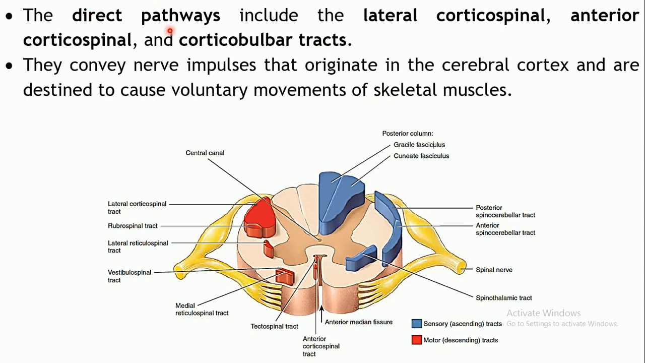Coming to the direct pathways, these include several tracts. The lateral corticospinal tract, because it is located in the lateral column, right? Similarly, there is an anterior corticospinal tract in the anterior column. And the corticobulbar tract.